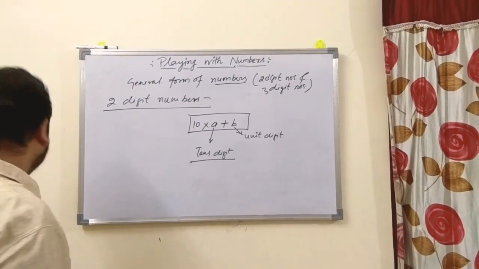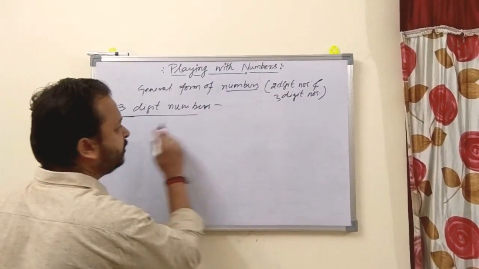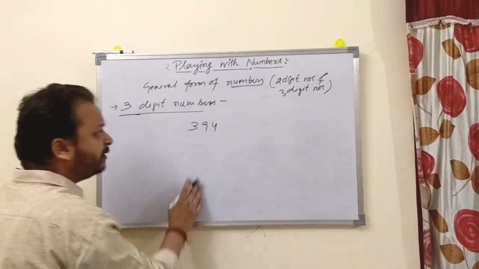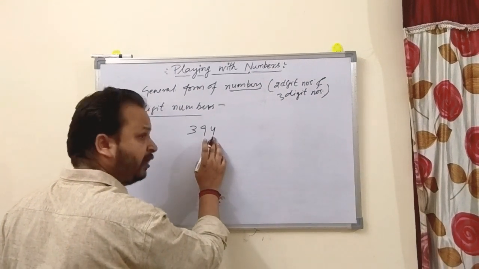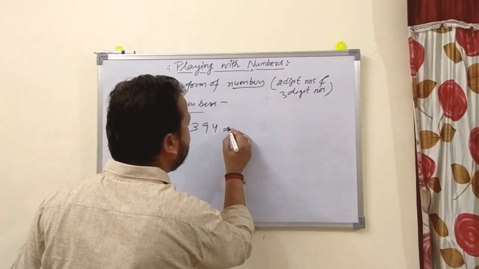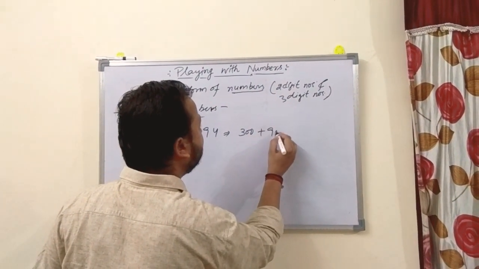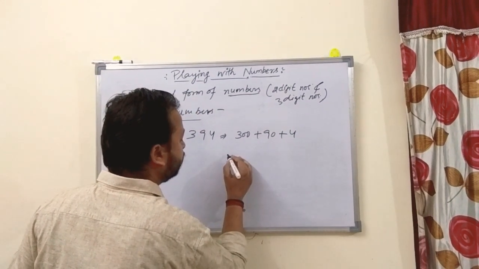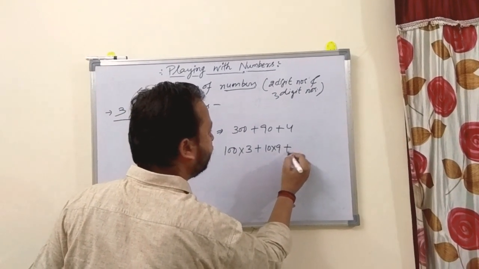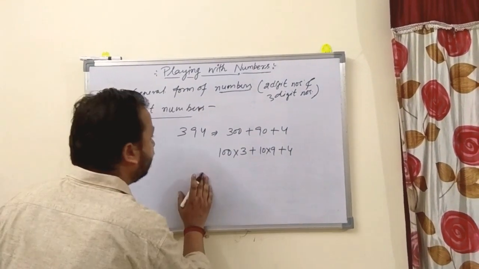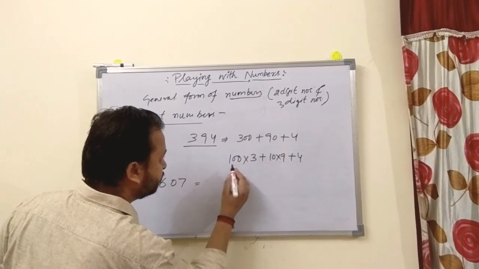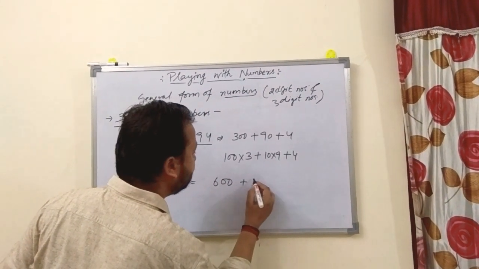Come to three-digit numbers. Suppose we take 394, right? This is a three-digit number. This is the unit place digit, tens place digit, and hundred place digit. You can write it as 300 plus 90 plus 4. That is also, you can write it as 100 into 3 plus 10 into 9 plus 4, right? Or you can take another example, suppose 607. So you can write it as 600 plus 7.